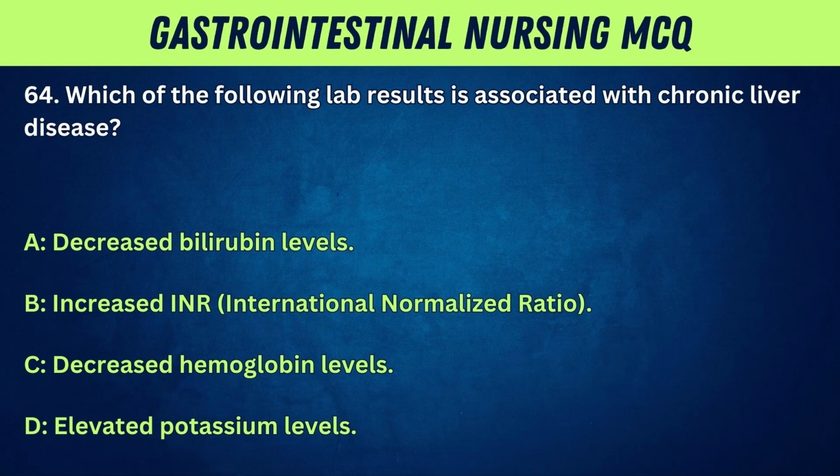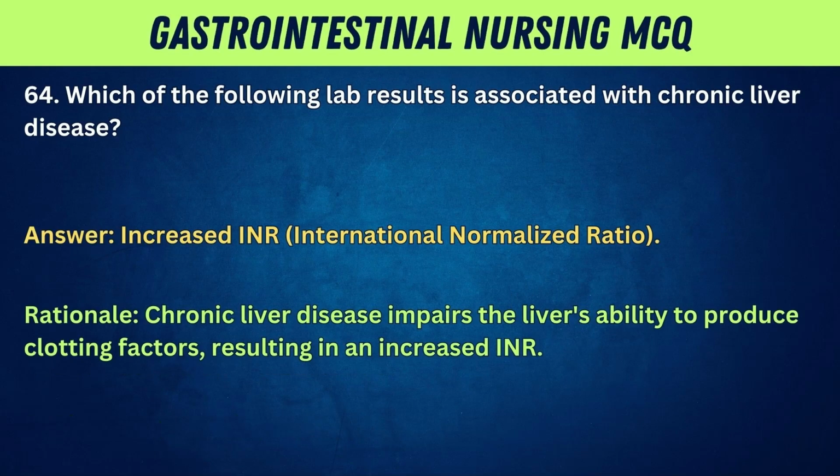64. Which of the following lab results is associated with chronic liver disease? A. Decreased bilirubin levels. B. Increased INR, international normalized ratio. C. Decreased hemoglobin levels. D. Elevated potassium levels. Answer: increased INR, international normalized ratio. Rationale: chronic liver disease impairs the liver's ability to produce clotting factors, resulting in an increased INR.